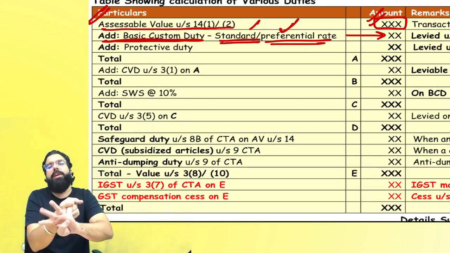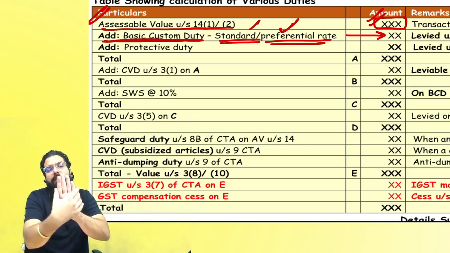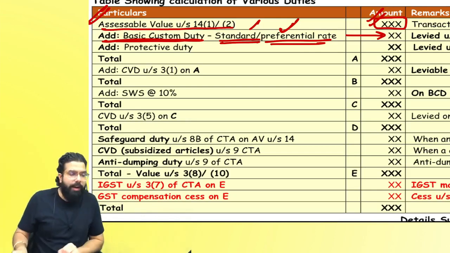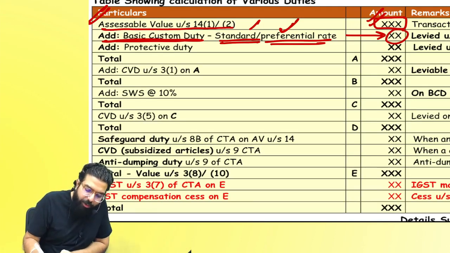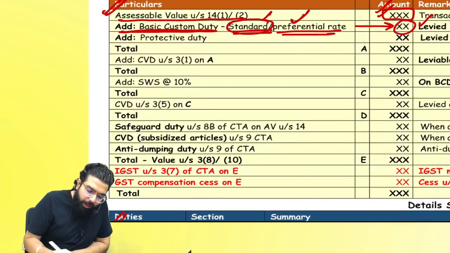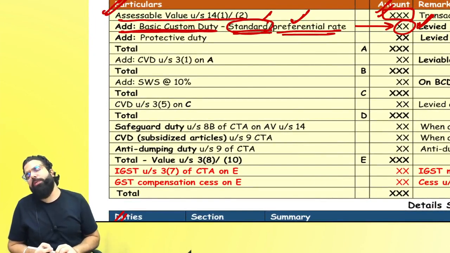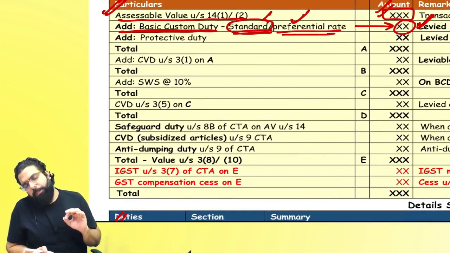And the last one over here is the area should also be notified as a specific, basically preferential area. If these 4 conditions are satisfied, then you will be getting the preferential rate of duty, otherwise the standard rate of duty will be applicable. Now once you go ahead and levy the preferential rate of duty or standard rate of duty, which is the basic custom duty.